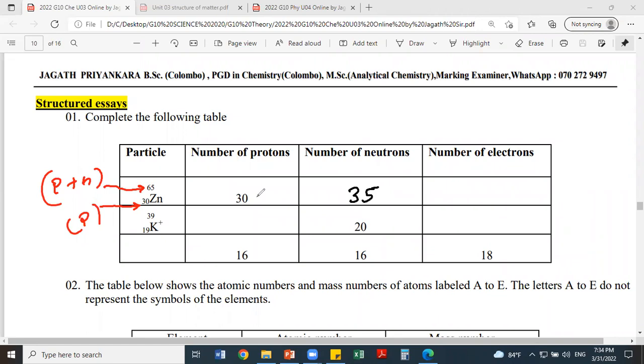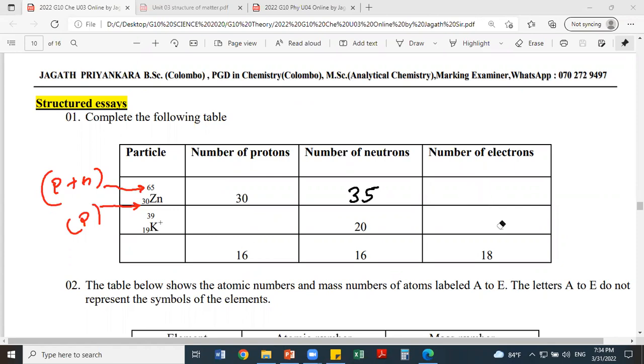Next one, how many electrons? Any volunteers? How many electrons are there in zinc? What is this element? Zinc. It is not in your periodic table, but its atomic number is 30. You have to remember only up to 20. But they can ask questions like this. Yes, how many electrons are there?